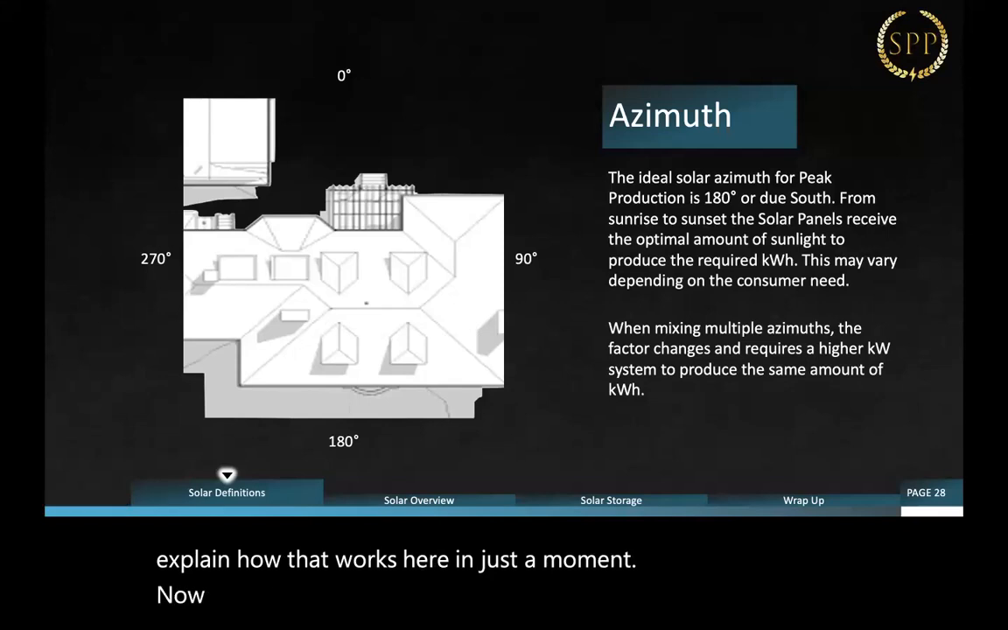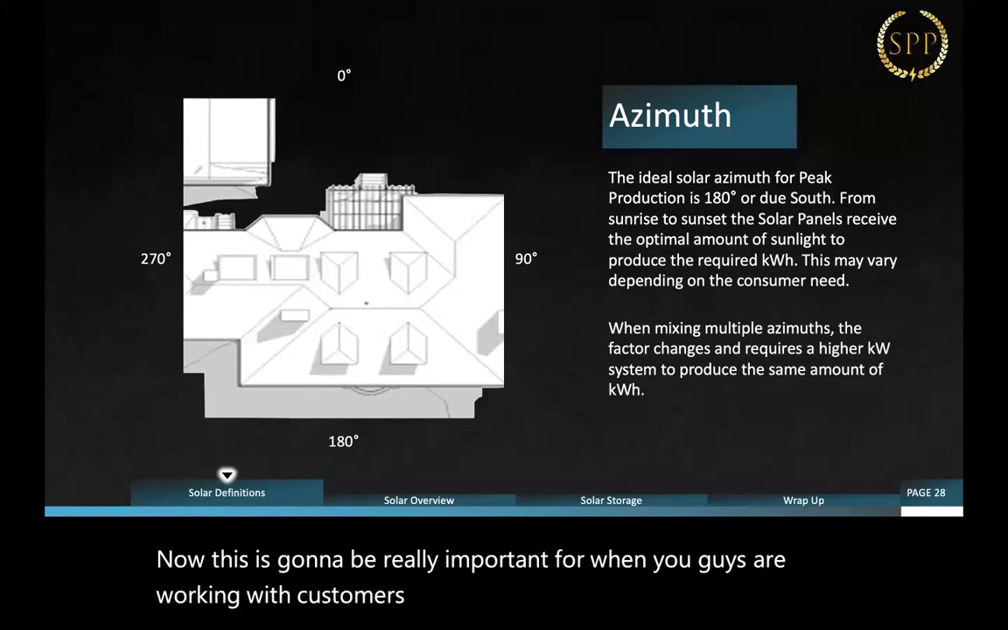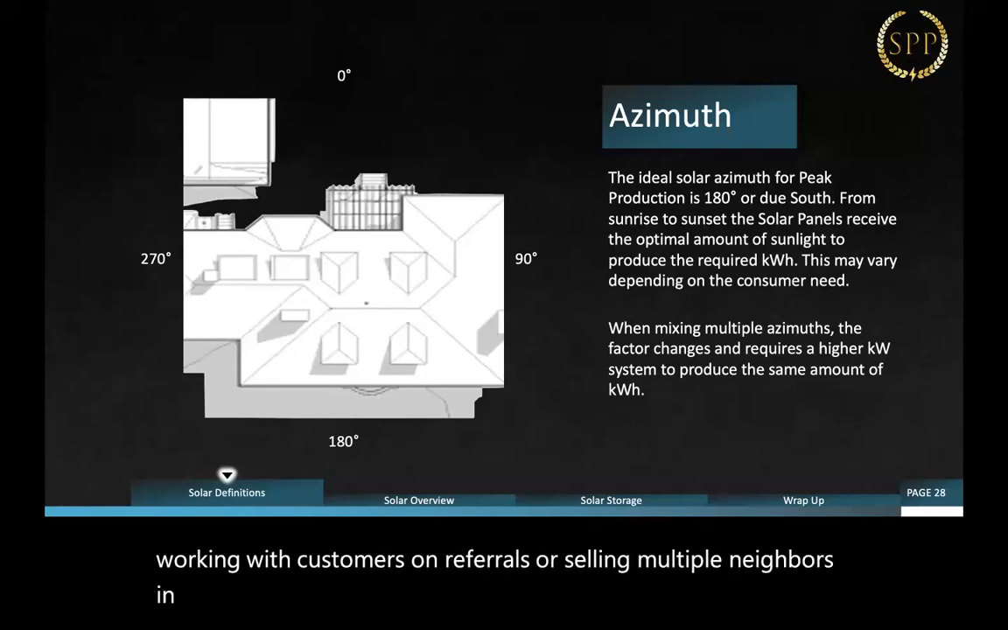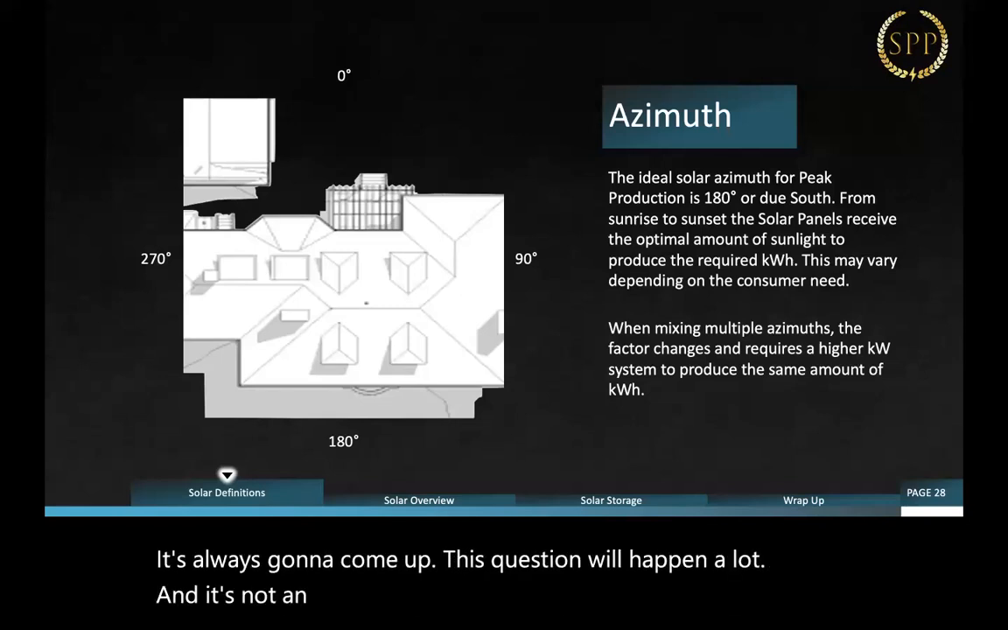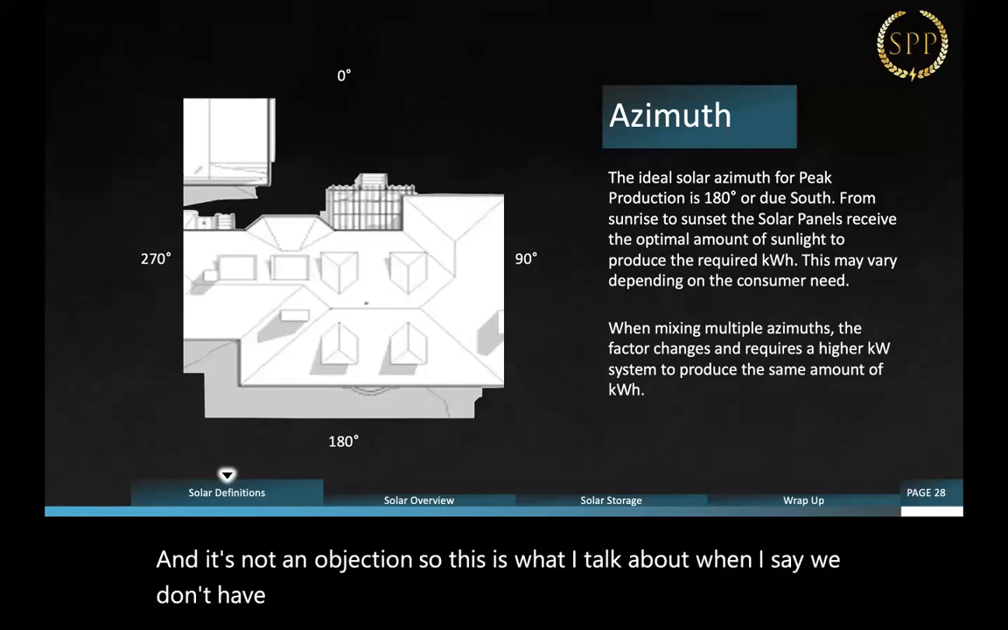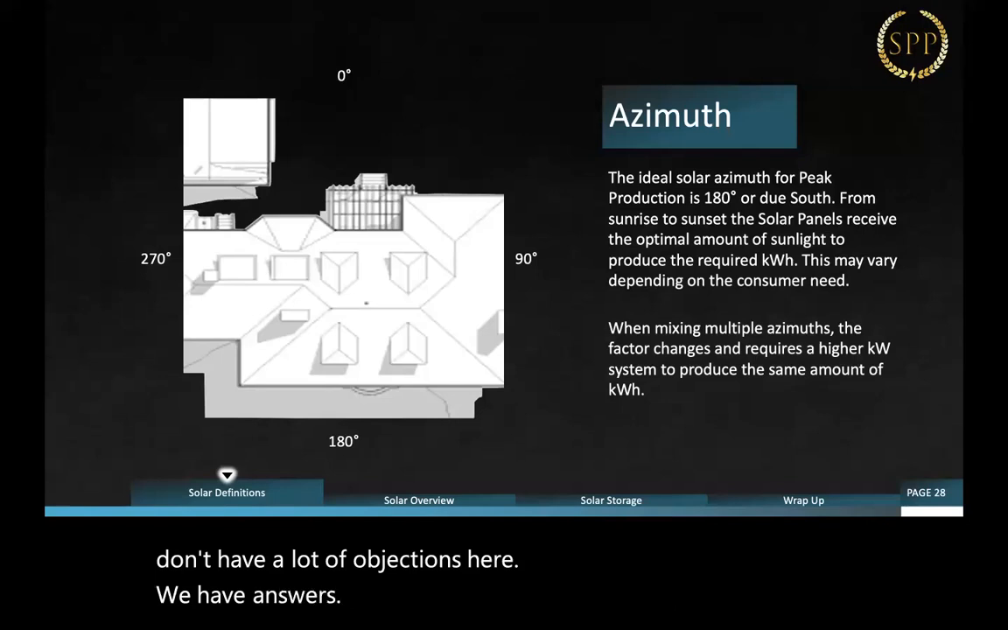Now, this is going to be really important for when you guys are working with customers on referrals or selling multiple neighbors on the same street. Okay. It's always going to come up. This question will happen a lot, and it's not an objection. So this is what I talk about when I say we don't have a lot of objections here, because we have answers. As long as the customer is informed, there's no objections.